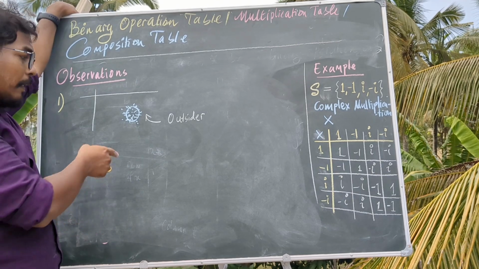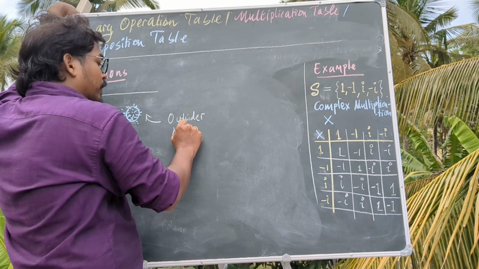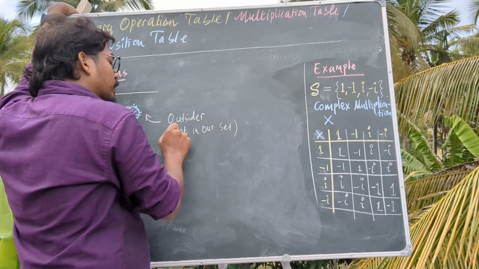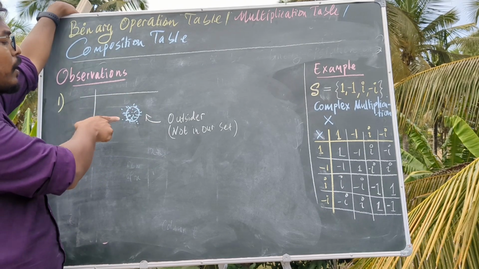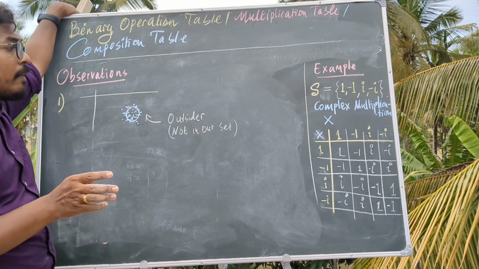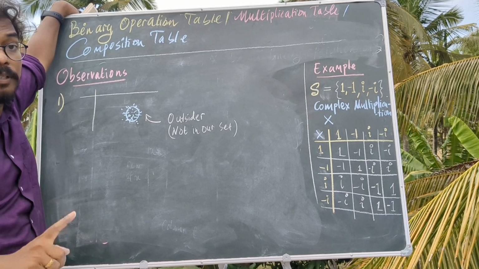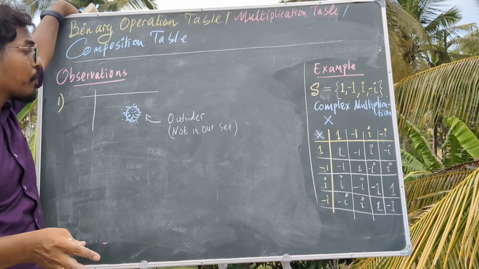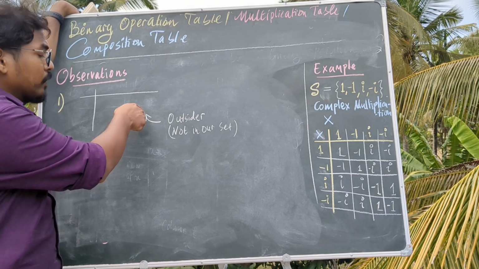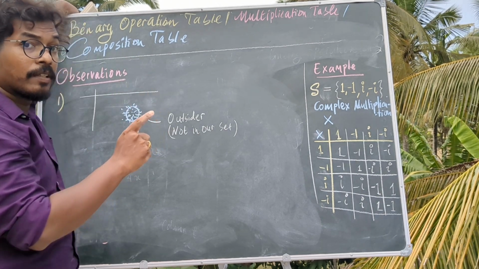Outsider means this is not in our set. Not in our set. Suppose some entry of this table is not in our set, then the operation we are actually using is not a binary operation, or that operation is not closed, because a binary operation on some set will give results, the products, the outputs you will get, that will also be in the set.